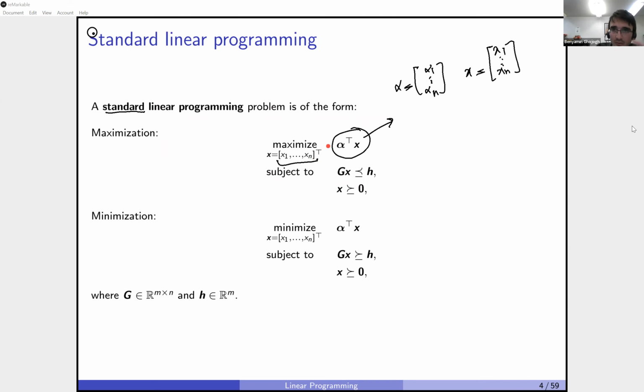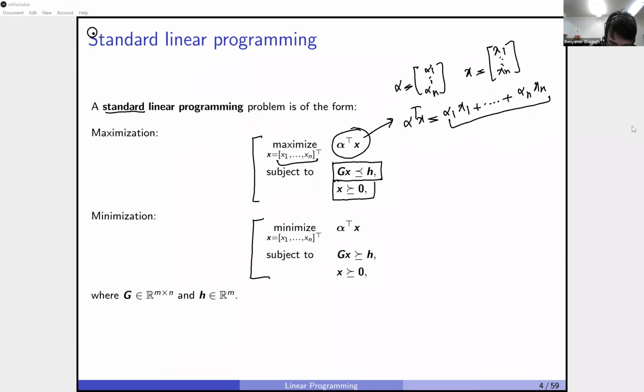The row vector transpose is a column vector. So alpha transpose x means alpha 1 x1 plus alpha n xn. It's a linear function in terms of x, right? And this also is a linear or affine inequality. This is an affine inequality. So these we have as a standard linear program. But when we say standard, usually in a standard problem, x is all of the variables.